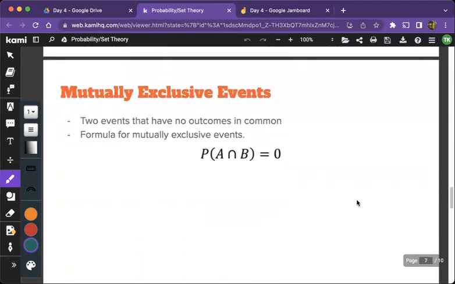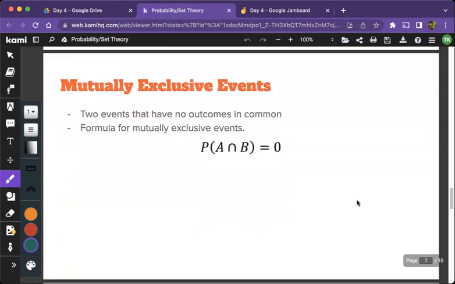Mutually exclusive events are two events that have no outcome in common. For mutually exclusive events, it pretty much means the probability of A and B is 0. It can't happen. So that's what mutually exclusive events mean.